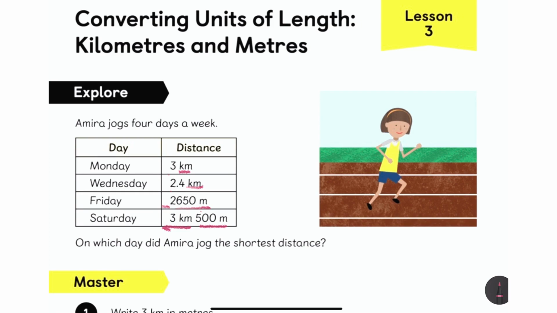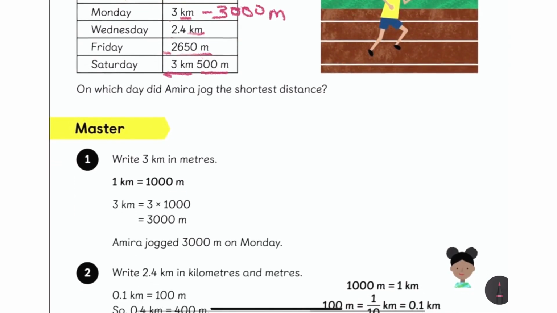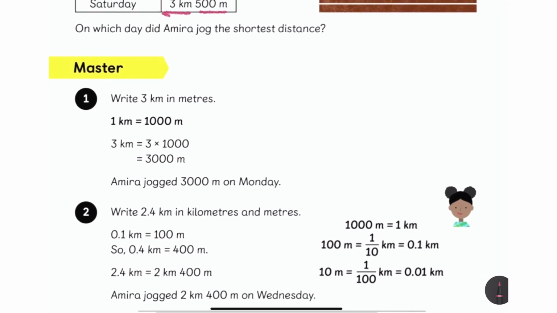I'm sure you've revised your key: 1 kilometer equals 1,000 meters. Now, if 1 kilometer is 1,000 meters, then on Monday 3 times 1,000 is 3,000 meters. We are converting into meters. Perfect. Wednesday is 2.4 kilometers. Again, we know our key. Let me take you to the explanation for a better idea of the key. The first one we already did, that is my 3 kilometers. I made it into 3,000 meters. So Monday, she jogged 3,000 meters.